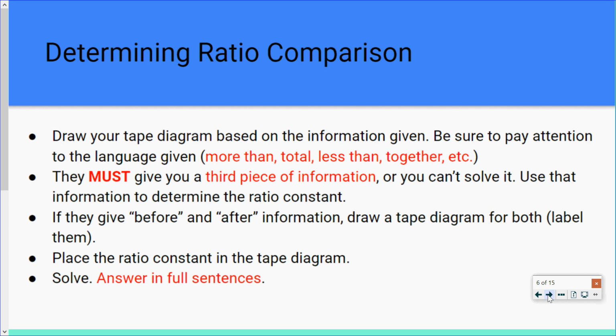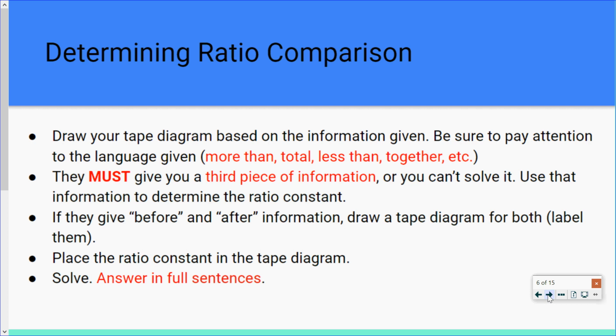Lesson 6 especially, they're going to give you before and after information. You're going to need to draw a tape diagram, a separate tape diagram for each set of information. And then figure out where that third piece that they have to give you fits into the whole picture. Once you've got your ratio constant, it goes in every box in your tape diagram. Now, because of the way it's set up, even with the before and afters, that's still the case. Your ratio constant is going to go in every box in both tape diagrams.